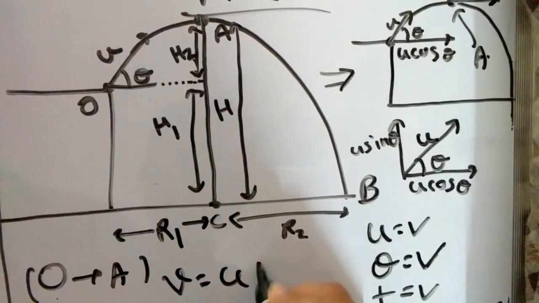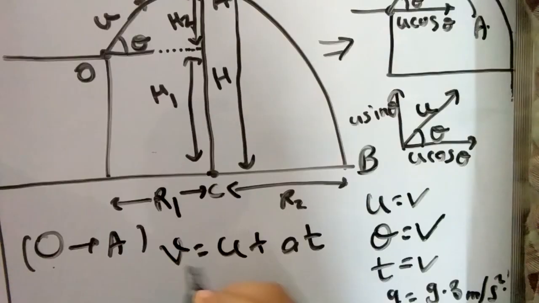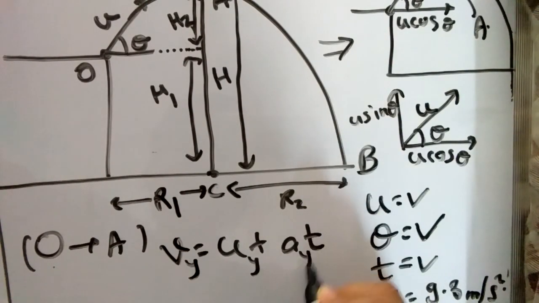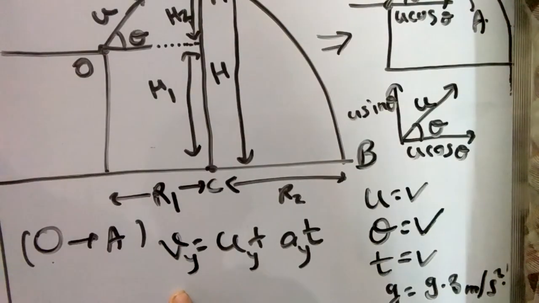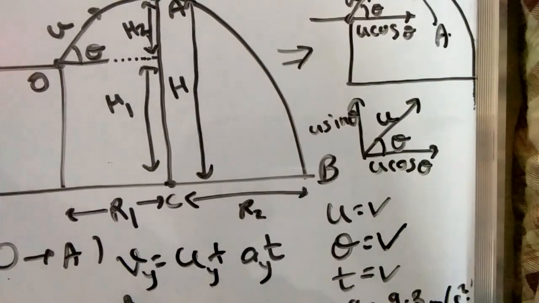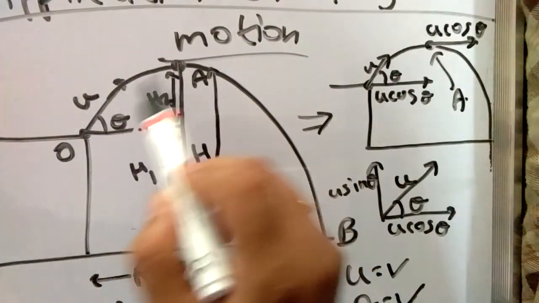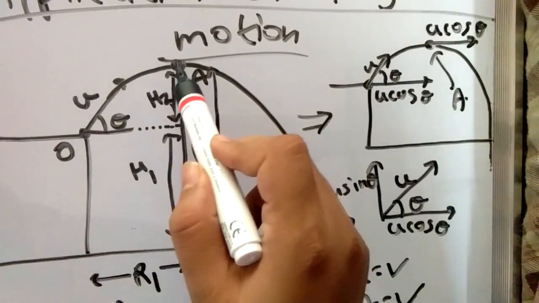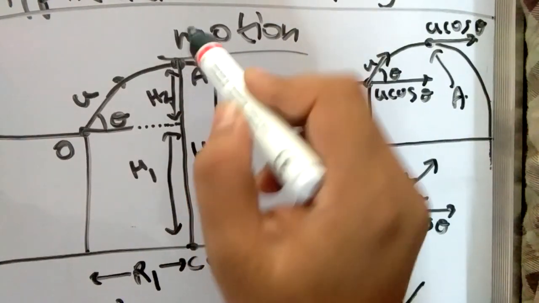V equal to u plus at. So I will write Vy, Uy and Ay. Now the final Vy means the final velocity in the y direction. Finally it reaches A, from O to A, and there is no velocity in the upward direction, so Vy must be 0.